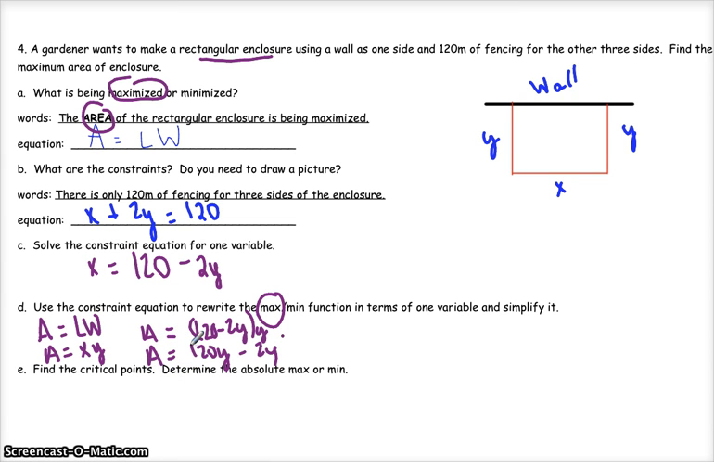And then if we go ahead and simplify that and distribute, then my equation is area equals 120Y minus 2Y squared. From here, I'd like you to pause the screencast and try to finish this on your own, and then turn it back on once you've had time to finish and check your answers.